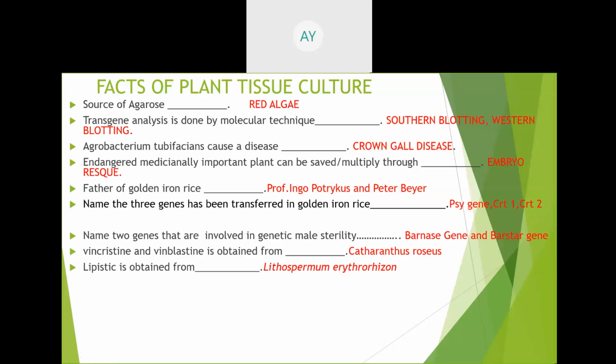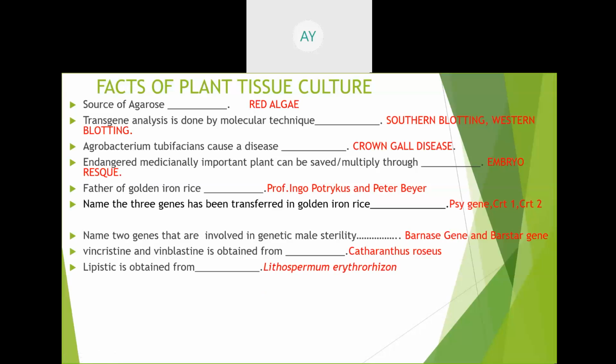Then next is lipstick, that is eco-friendly lipstick. If you are using synthetic lipstick, then it can affect your health and your skin. So lipstick we generally obtain naturally from the plant Lithospermum erythrorhizon, which is also a secondary metabolite, and that plant material is utilized by human beings.